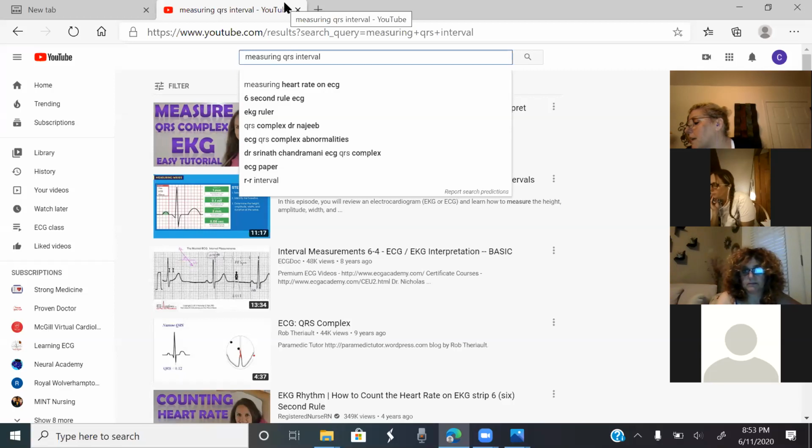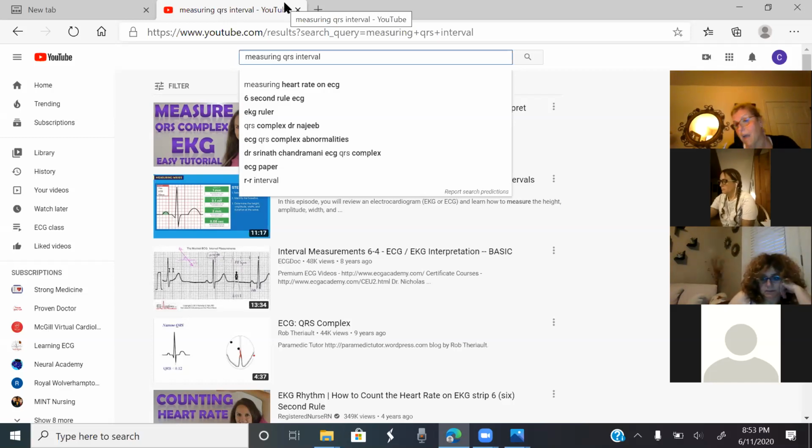How many little blocks are y'all getting? 5. Like 4. I'm probably getting like 4.5, so we can call it 5 because we already know that it's not right. So if that's 0.04 times 5, it's 0.20. Is that a normal QRS? No. So that's why when you look at these, your QRS has to be less than 0.12, because you're going to put that down there.